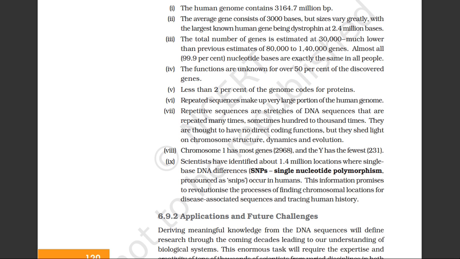9. Scientists have identified about 1.4 million locations where single-base DNA differences, SNPs (single nucleotide polymorphism, pronounced as 'snips'), occur in humans. This information promises to revolutionize the processes of finding chromosomal locations for disease-associated sequences and tracing human history.